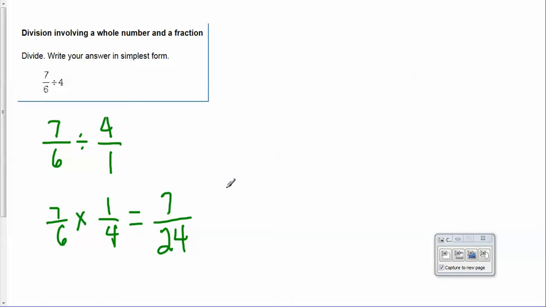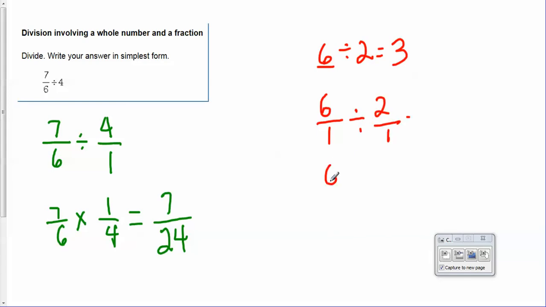Before we go to this last example on this video, let's see why this works. Let's just take a number that we know. We know 6 divided by 2 equals 3. If we followed our rules and we made this 6/1 divided by 2/1, and I said we're going to turn these into fractions and multiply by the reciprocal, we would have 6 times 1/2. 6 times 1 equals 6. 1 times 2 equals 2.